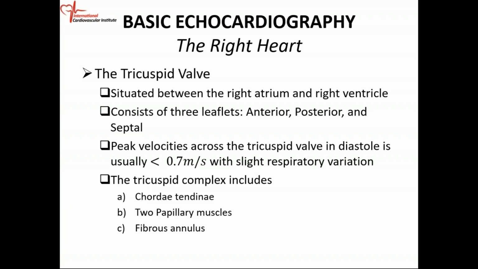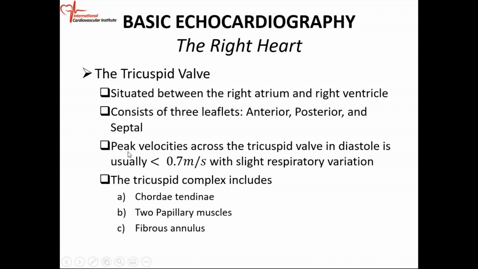All right, let's do the tricuspid valve. The tricuspid valve separates the right atrium from the right ventricle. Tri means 3, so there are three leaflets: an anterior leaflet, a posterior leaflet, and a septal leaflet. When you're doing exams, they usually ask you to name some of the leaflets, so you need to know what leaflet you're seeing in the different views.